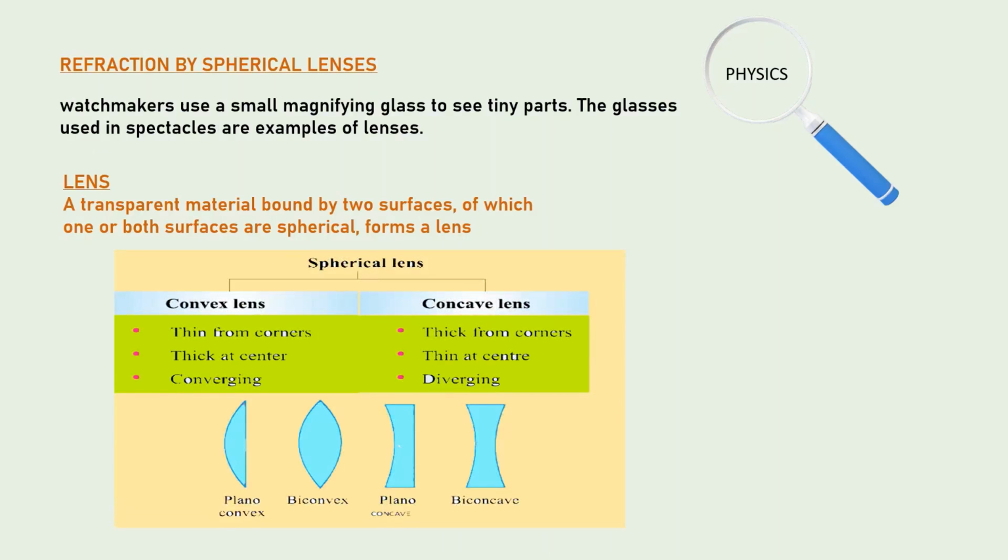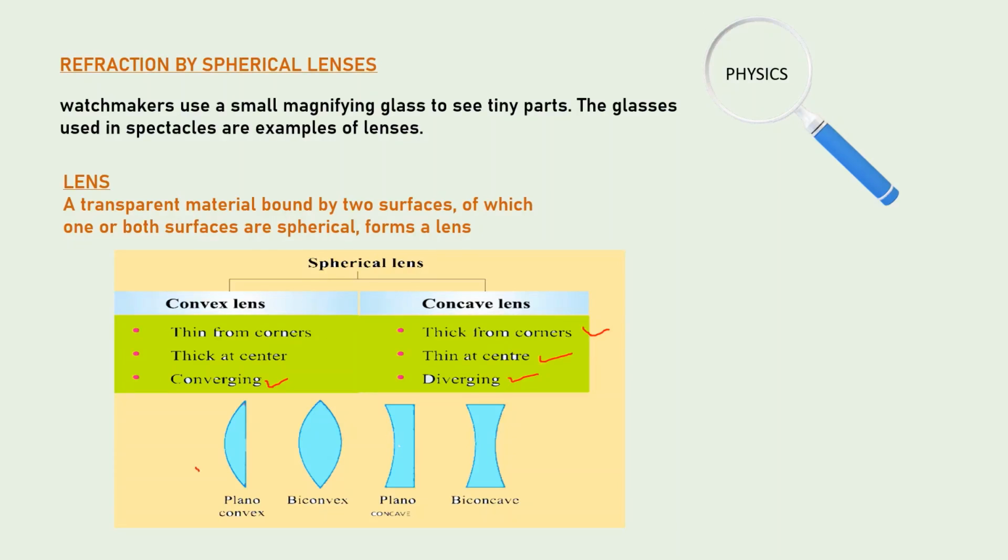a lens. Spherical lenses are of many types, but here we are mainly concerned with convex lens and concave lens. Convex lens is thinner at the corners and thicker at the center. It is also called converging lens. Concave lens is thicker at the corners and thinner at the center. So it is also called diverging lens.